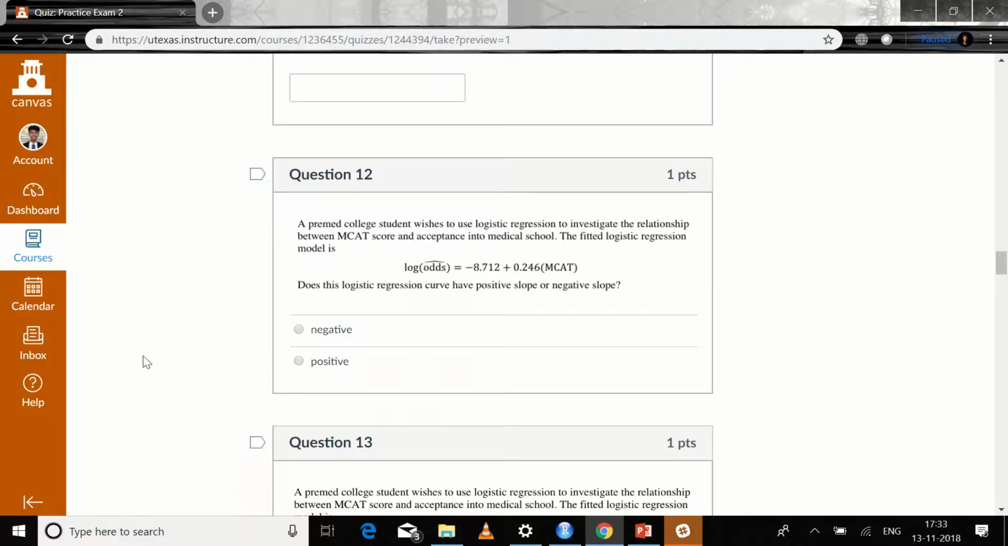Slope, if it's positive or negative, obviously just look at the sign of the coefficient before MCAT. That should tell you if the slope is positive or not.